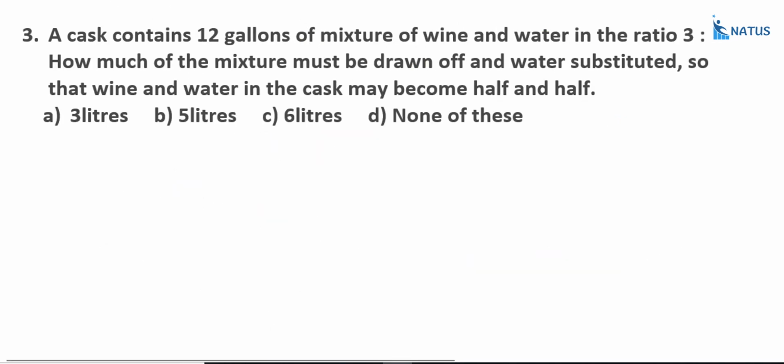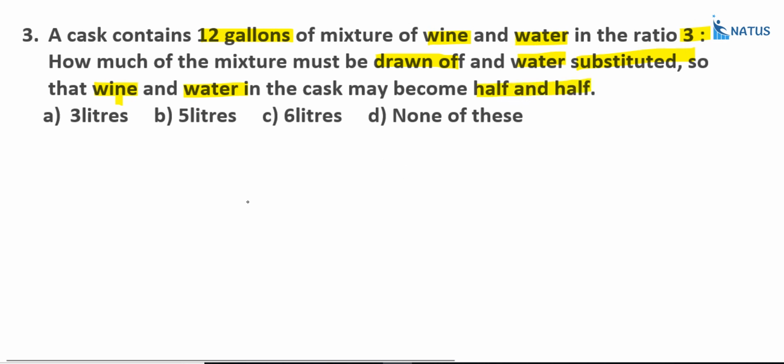Third one: a cask contains 12 gallons of a mixture of wine and water in the ratio 3:1. How much of the mixture must be drawn off and water substituted so that wine and water in the cask become half and half?